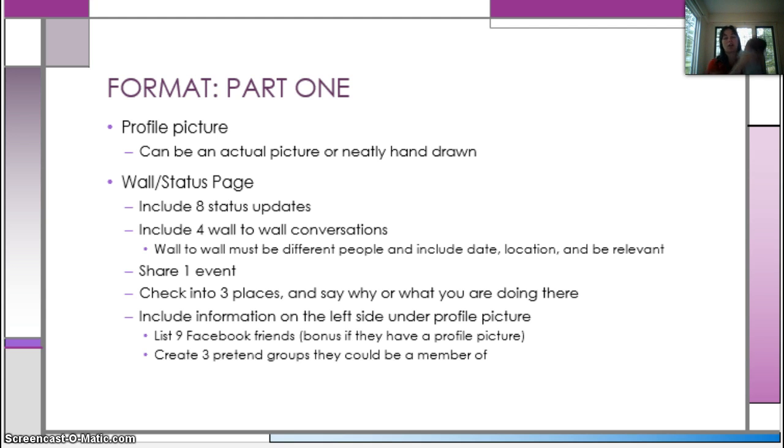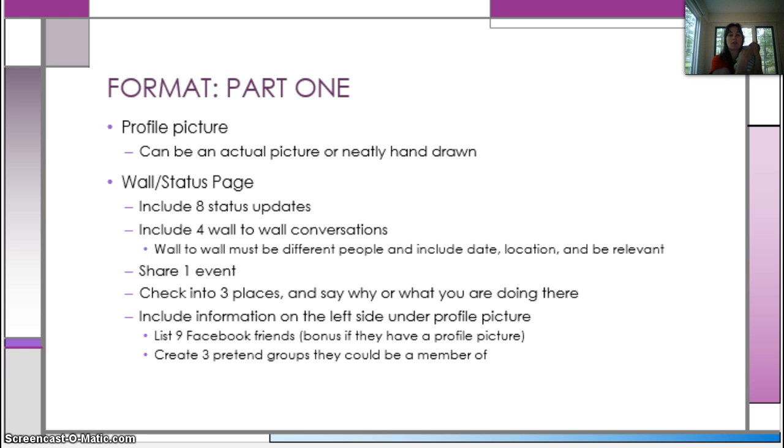You also need to share one event. Check into 3 different places, say why you are there and what you're doing there. So if it was Martin Luther King Jr., he checks into the Washington Monument, not really the Washington Monument, but for example, and says that he is there for the march. Now granted, that would have been the wall.